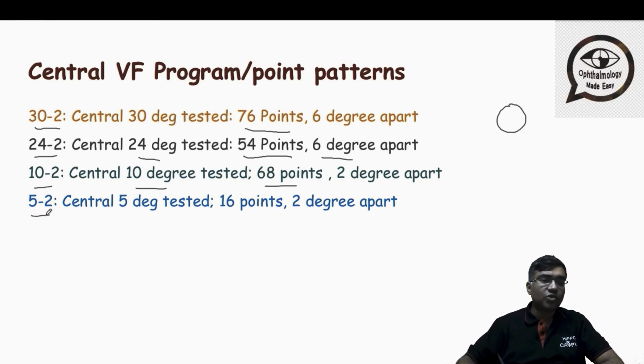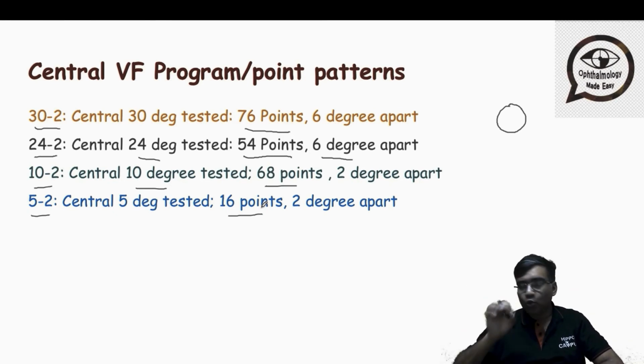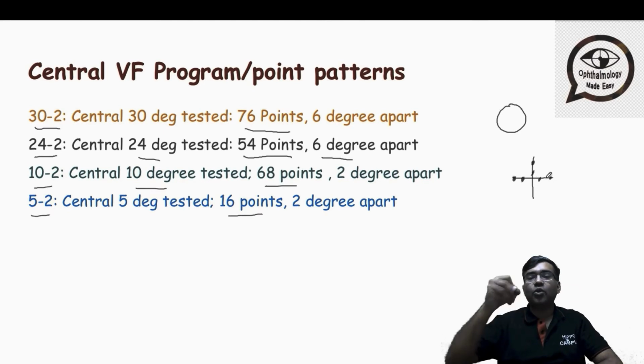And then we have the less commonly used 5-2, where we just test 16 points which are 2 degrees apart. Now sometimes the question occurs: in 24-2, what does the 2 actually mean? Remember that whenever we test along the horizontal and vertical meridian, where we basically present the various stimuli, if the stimulus is on the horizontal and vertical axis, this means 1. So if they say 24-1, then the stimuli are placed on the vertical and horizontal axis.